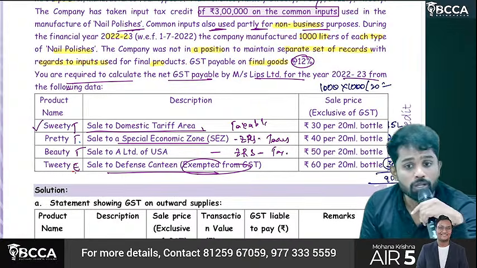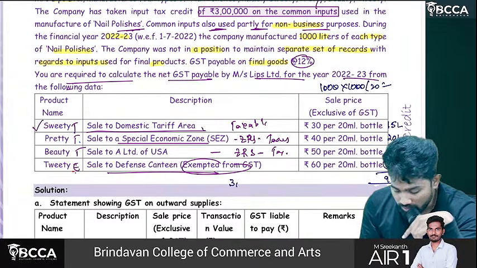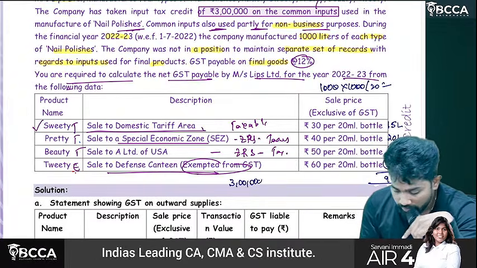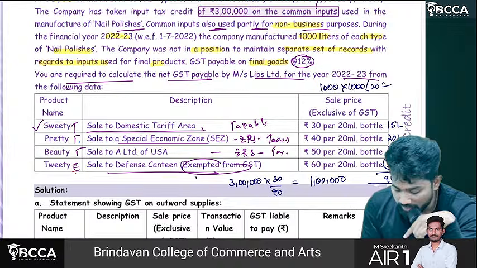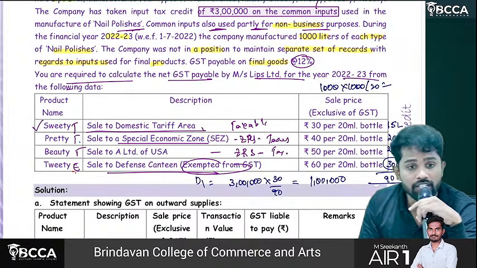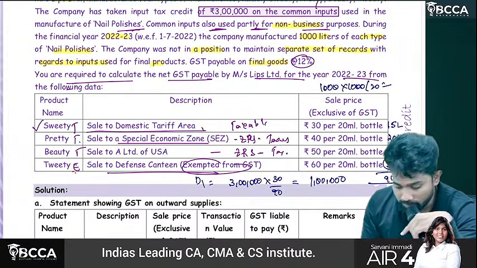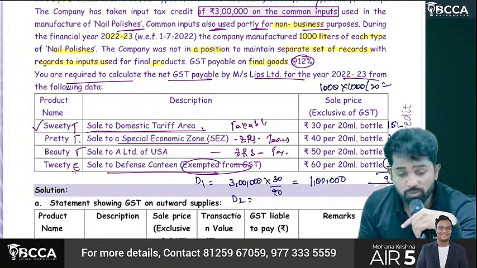So what we have to do? C2, we already know, is the common credit, 3 lakhs. So 3 lakhs into 30 by 90. How much, sir? 1 lakh. 1 lakh is D1. D1 is nothing but ineligible credit related to exempted supplies.